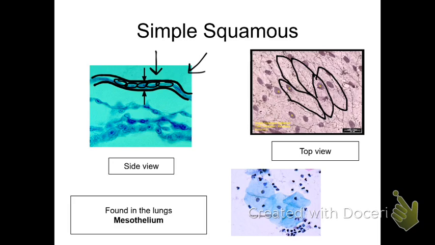Now, in addition to recognizing these tissues, it's also important that you know where they are found in the body. So one place that simple squamous epithelium is found is in blood vessels. So we can add that here to our list. They are found lining blood vessels. You'll also find simple squamous making up the air sacs of the lungs. The specific name for that is the alveoli.